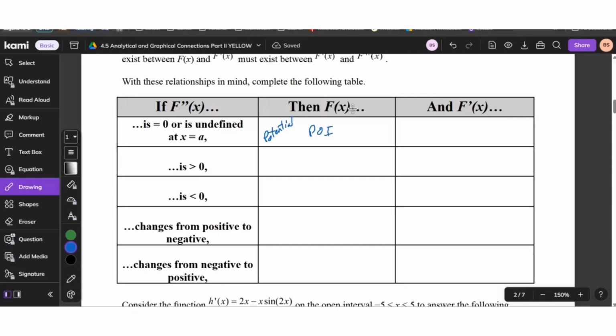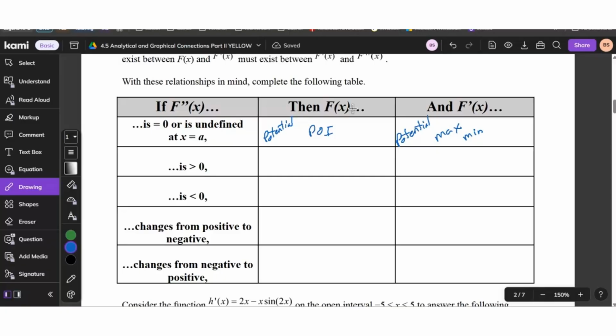And if the original function has a point of inflection, that would mean that f prime has a potential max or min, because the second derivative is the first derivative of the first derivative. So if it's 0, then that would mean that the first derivative has a max or min, potentially. All right.